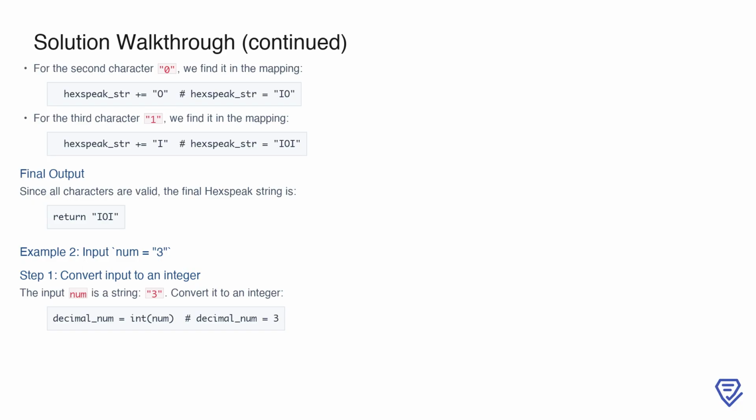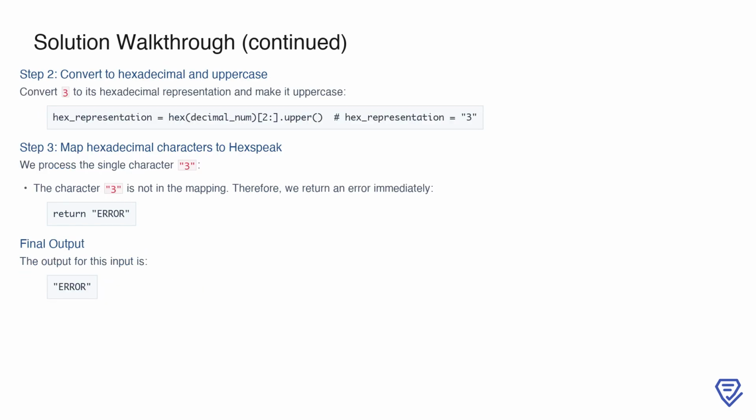For the next example, we examine the input num equal to 3. The first step here is to convert this string into an integer, which results in the decimal value 3. This sets the stage for the next steps of the conversion process. With the decimal value 3 in hand, we convert it to its hexadecimal representation using Python's hex function. After removing the 0x prefix and converting the result to uppercase, the hexadecimal string becomes 3.